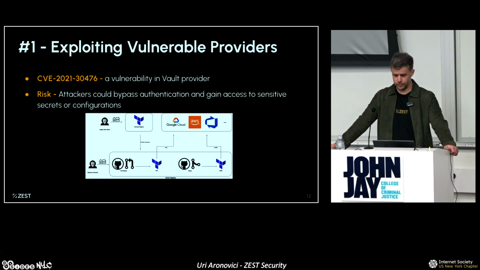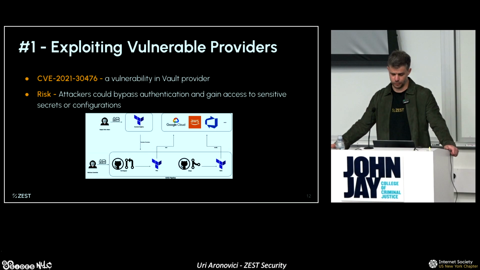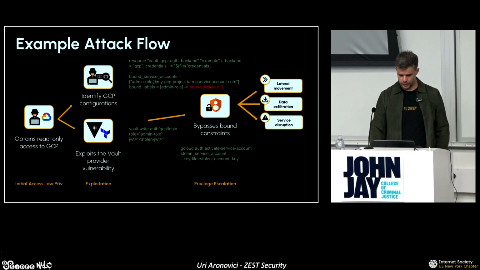So the vulnerability itself: if you define a role for authentication in Vault, you also need to define some bound labels and bound service accounts to restrict access to other service accounts for GCP. The problem is that the provider mapped it incorrectly, which means everybody can authenticate. So once the attacker identifies that you're using this vulnerable provider, they can easily bypass and escalate privileges with only read access permission. So let's see how it looks in real time.